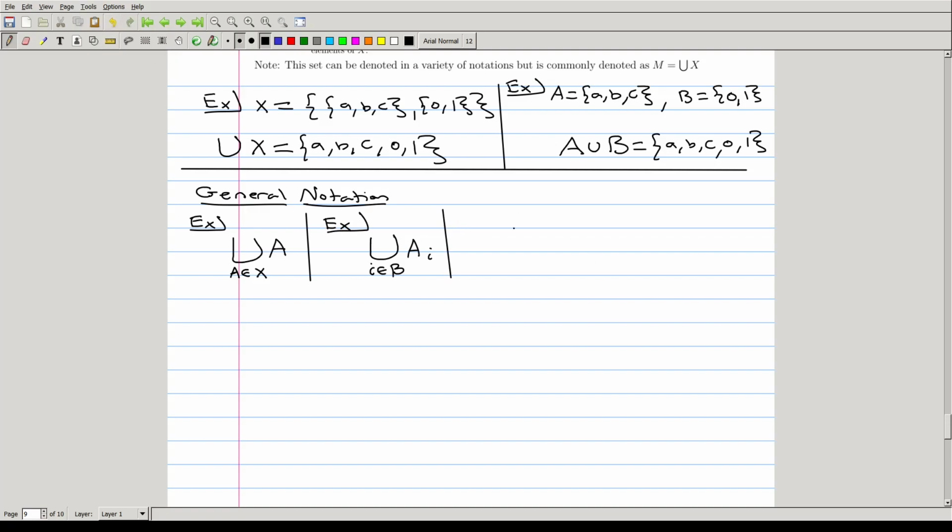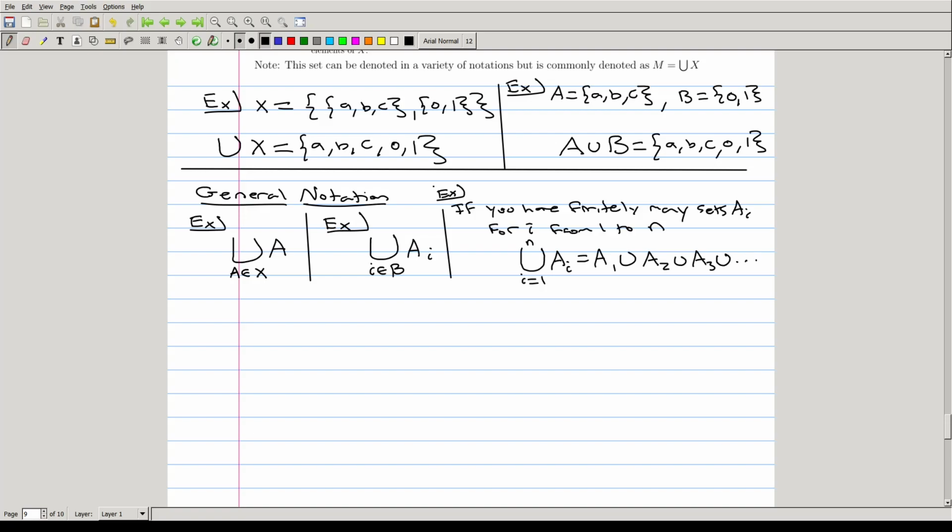You could also have something, and this is a very specific example, if you have finitely many sets A_i for i from 1 to n, you can write the union from i equals 1 to n of A_i. You can think of this as the union of A1 with A2 with A3 and so on and so forth, all the way up to the set A_n.